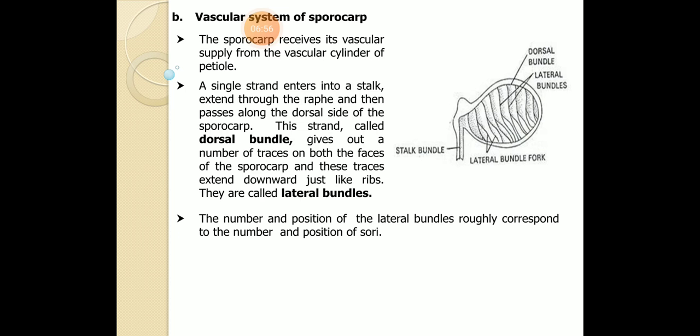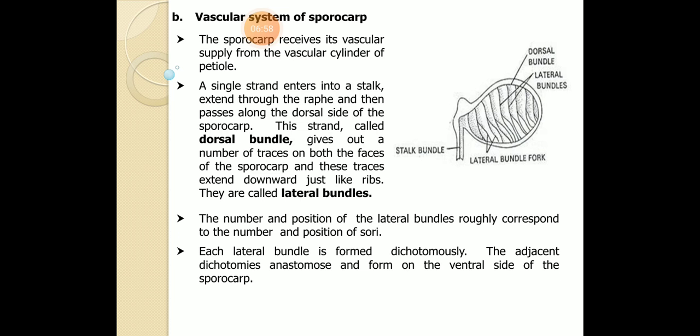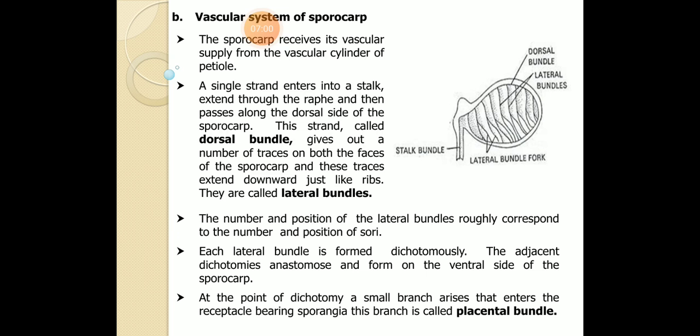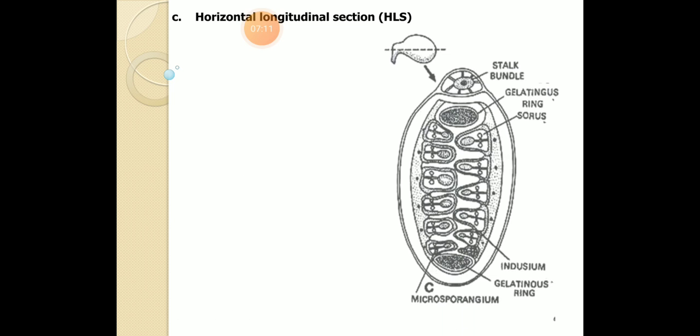The number and position vary with the different species based on the sori, and it may sometimes be dichotomous branching, and usually the portion where the dichotomous small branches arise is called the placental bundle. And this is the HLS view of the sporocarp.